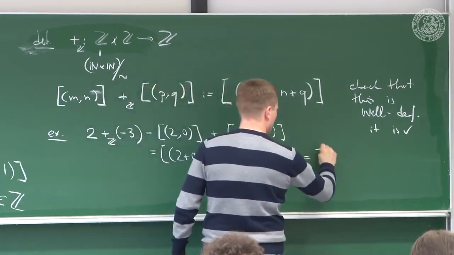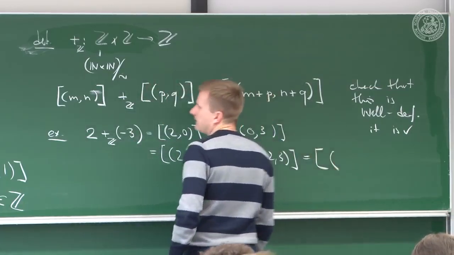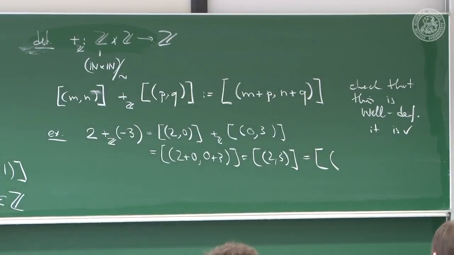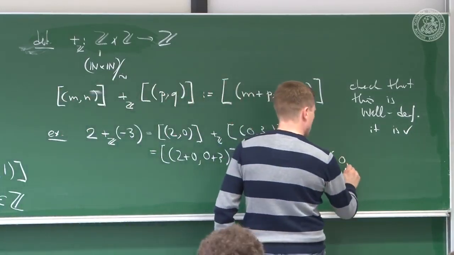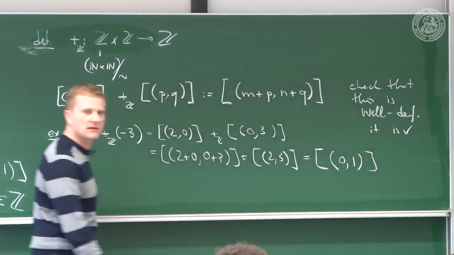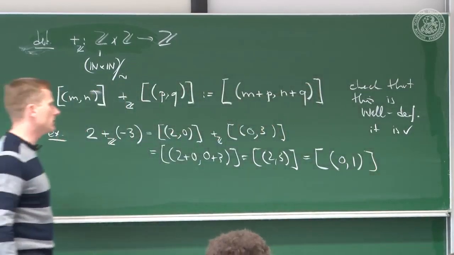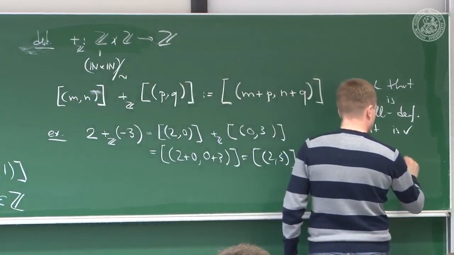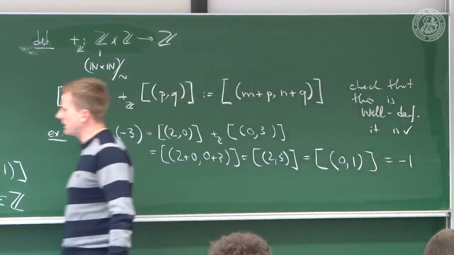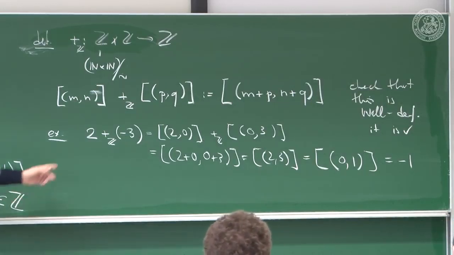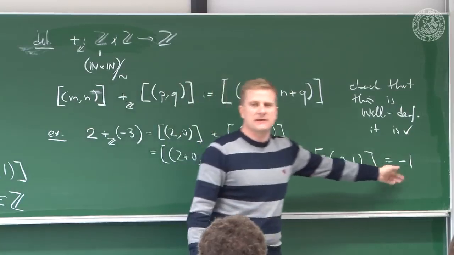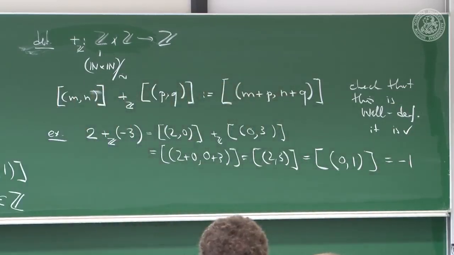Now, (2, 3), however, one can check by the definition of this equivalence relation, is (0, 1). It's the same equivalence class as (0, 1), but (0, 1) has the trivial name minus 1, according to this definition. 2 plus minus 3 is minus 1. Hallelujah. This is how this works. Okay.